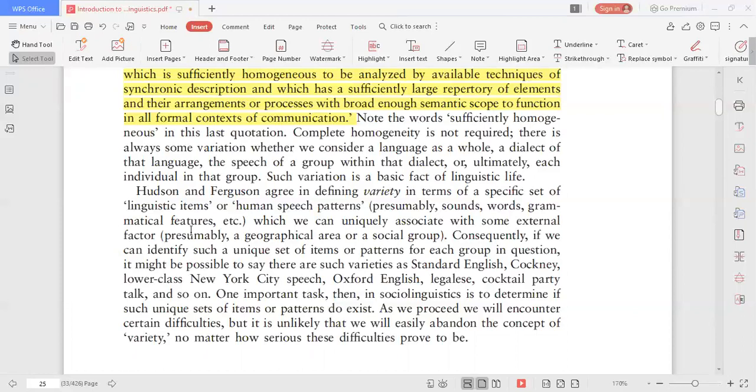And a dialect of that language, the speech of a group within that dialect, or ultimately each individual in that. So complete homogeneity actually is not possible. So when we try to find a variety, we will also find a dialect there. Such variation is a basic fact of linguistic life. In bhasha jibone, it is a basic fact that there will be differences, and you can never expect complete homogeneity. As a result, you will get the variety, and also the dialect of a language. Is that understood? Is that clear to you?